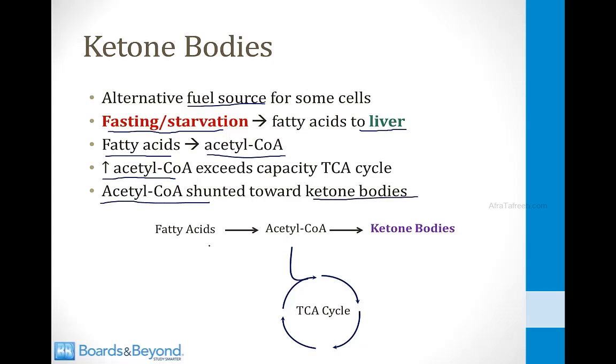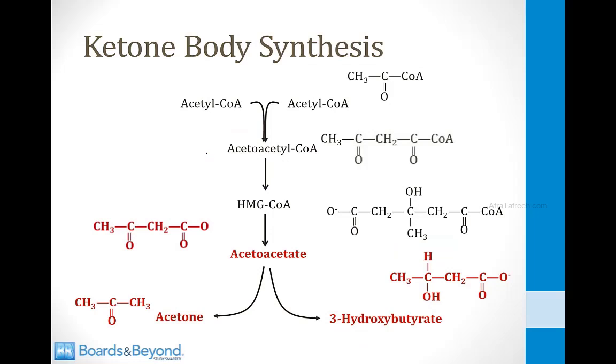And I've shown you a picture of that at the bottom of the screen. The fatty acids increase the amount of acetyl-CoA inside of liver cells. This exceeds the capacity of the TCA cycle, and thus acetyl-CoA molecules are shunted towards ketone body synthesis. On this screen, I've shown the pathway for synthesis of ketone bodies, and it begins by combining two molecules of acetyl-CoA. And that should make sense to you because I just told you that these are synthesized during times when there are high levels of acetyl-CoA present in liver cells.